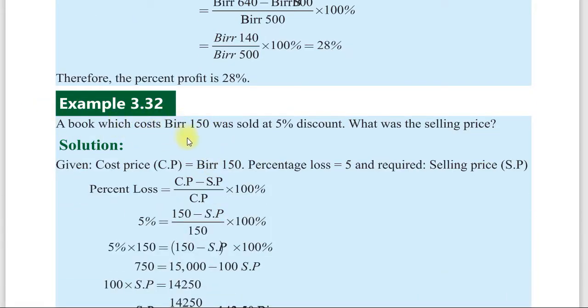Example 3.32. A book that cost 150 was sold at a 5% discount. What was the selling price?